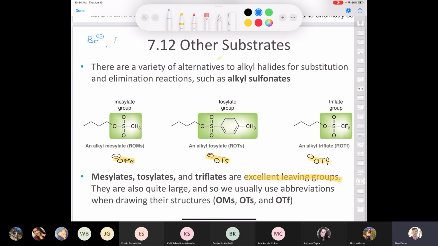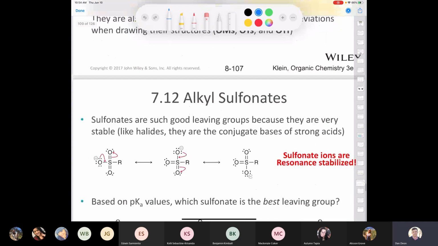Just like the other ones, bromide was a good leaving group, iodide was a great leaving group, and so is chloride. Same thing. So this is called a mesylate. I could just underline it. The mesylate is a good leaving group, the tosylate is a good leaving group, and the triflate is a good leaving group. Again, everything that I have highlighted here in yellow are just the conjugate bases of strong acids.